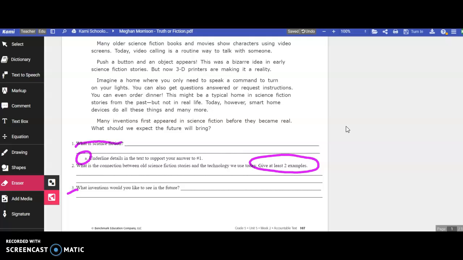Okay? As always, if you have questions, let me know. I'm more than happy to help you understand what you are reading, what words mean. I can read it for you, or remember, you can use the text-to-speech tool, and if you need help with that, let me know. Good luck!